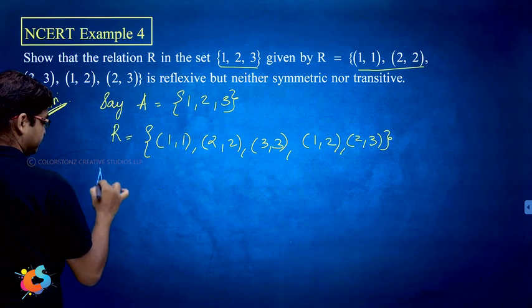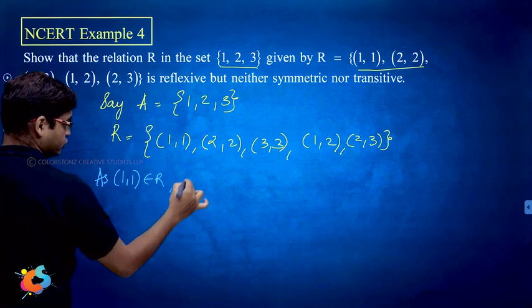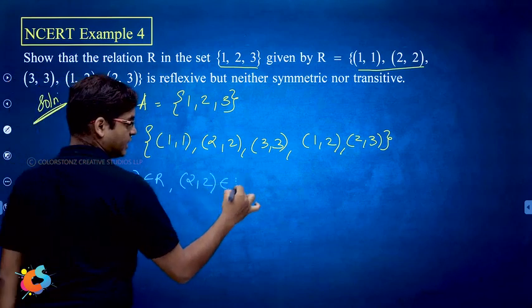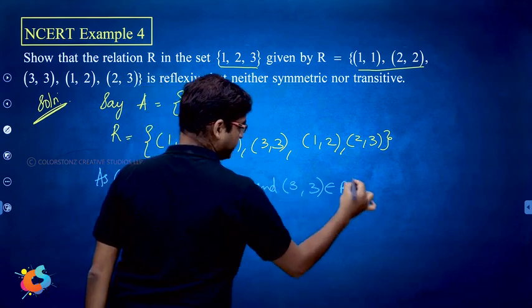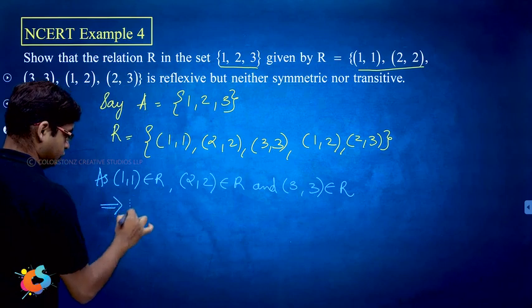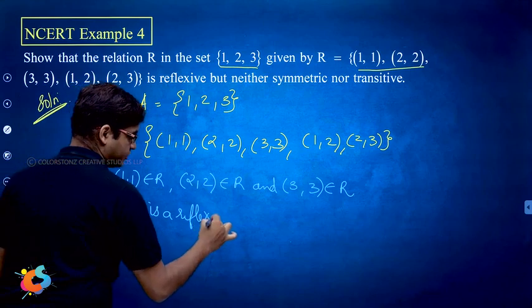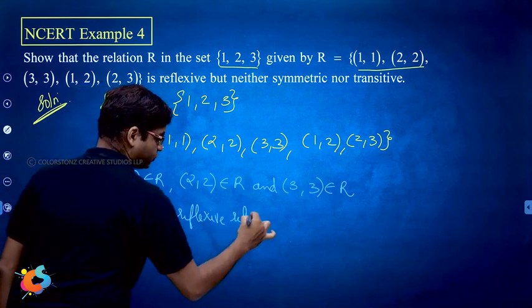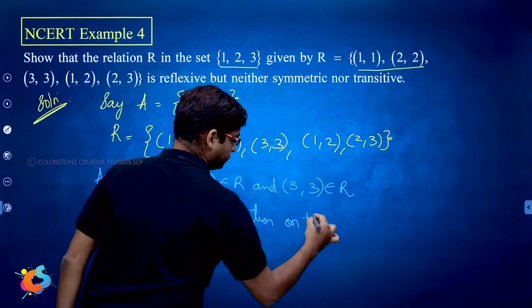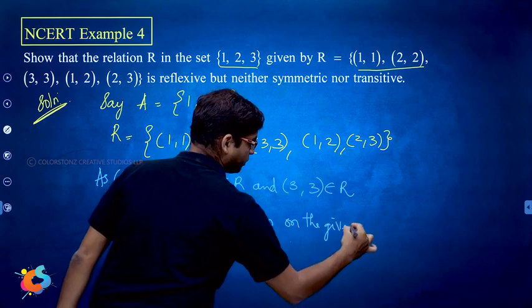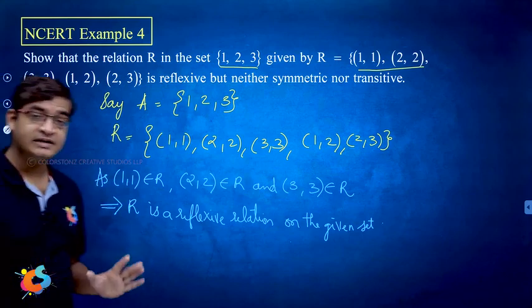As 1, 1 belongs to R, 2, 2 belongs to R and 3, 3 belongs to R, this implies R is a reflexive relation on the given set. So that's it. R is a reflexive relation.